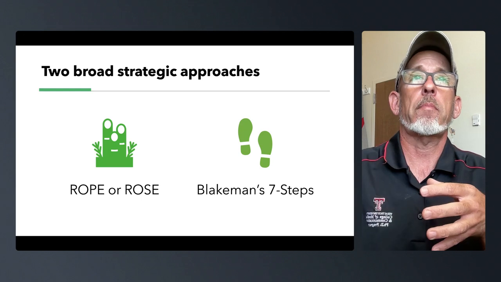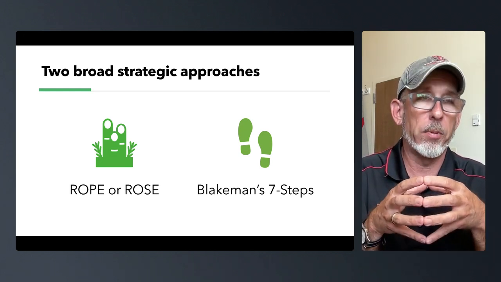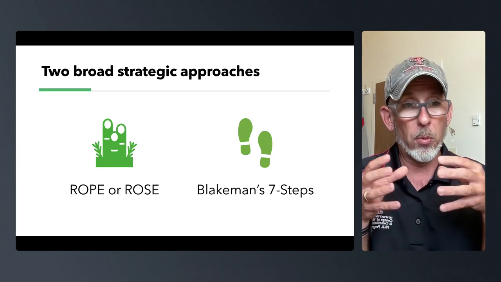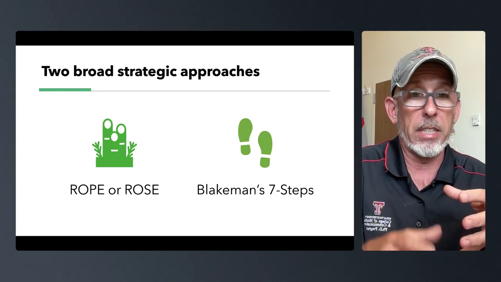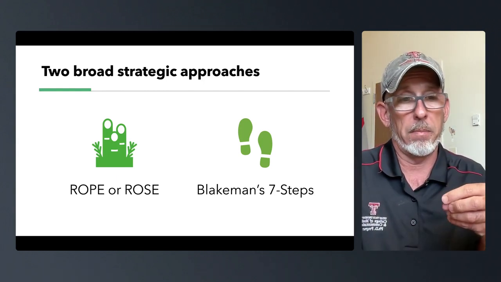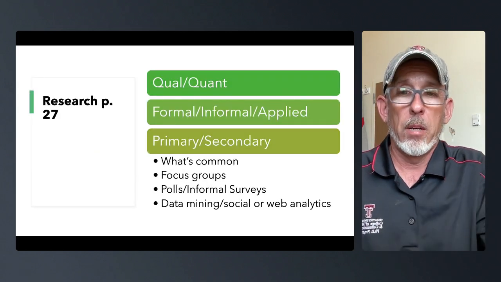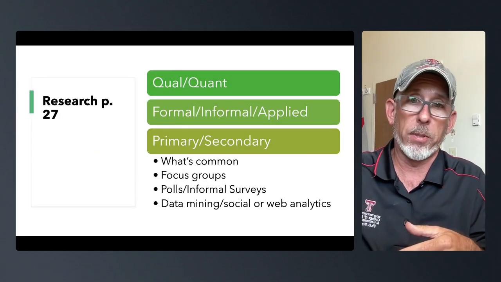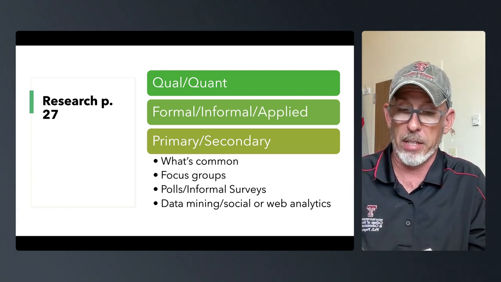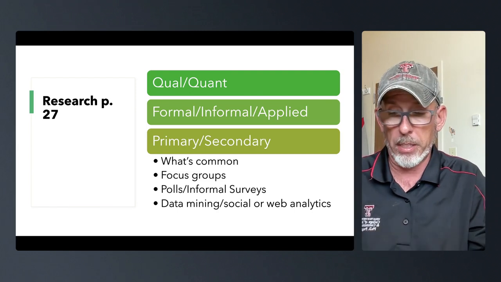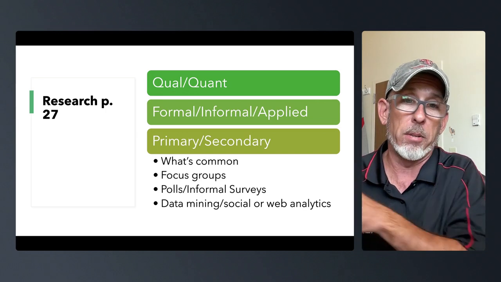Blakeman is going to talk a little bit more about 7 steps, but these steps are basically the same concept as ROPE or ROSIE. We're going to look at these in just a second. But first, I want you to pay attention on page 27 when we start thinking about research as the first step. Blakeman's going to talk a little bit on page 27 in chapter 2 about different ways to approach research.